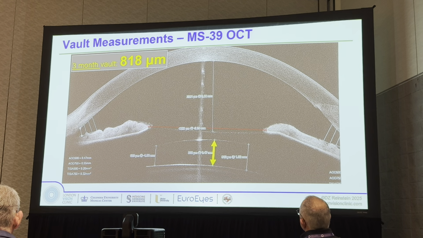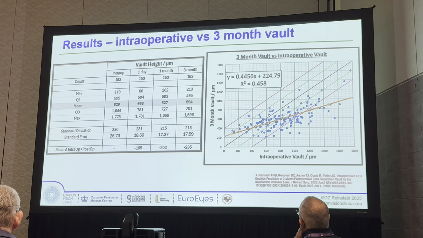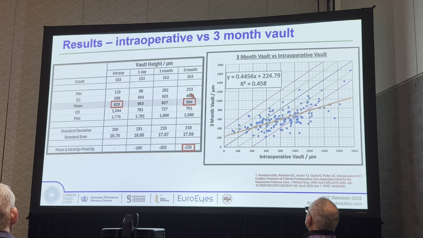This is the same case 3 months later, and you can see that the vault reduced to 818 microns. So, bringing everything together, we found that, consistent with many other studies, there was a reduction in the mean vault postoperatively by 235 microns. This is from the intraoperative state to the 3-month state.